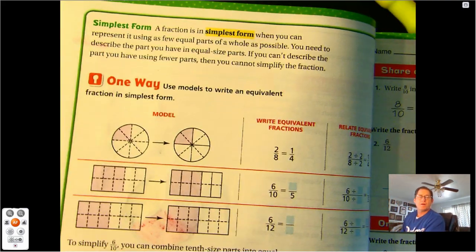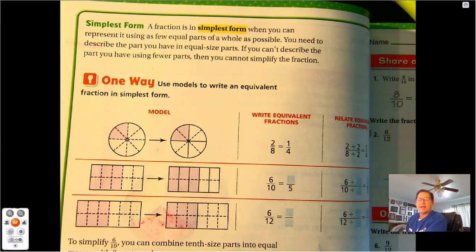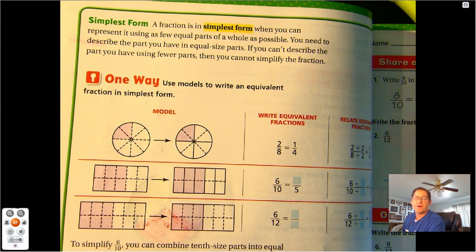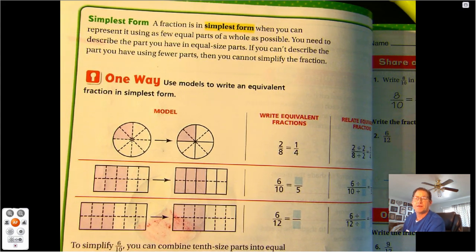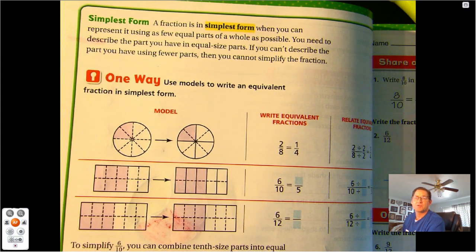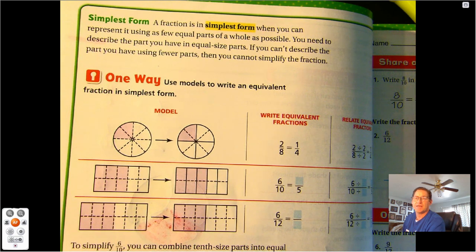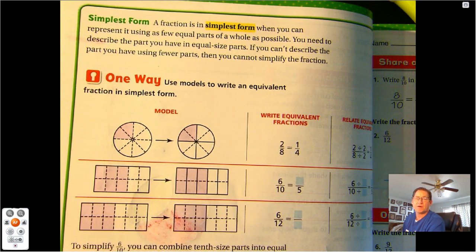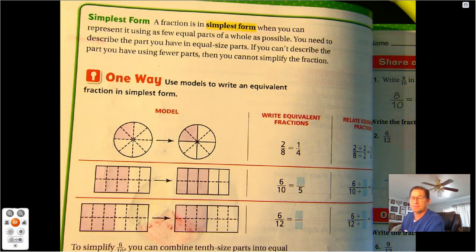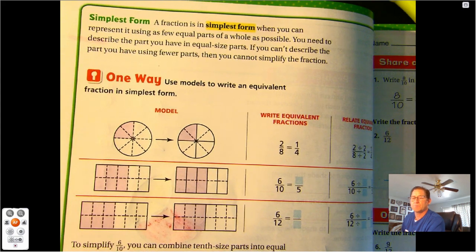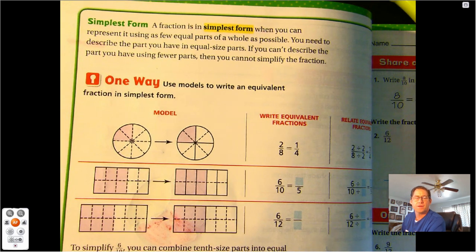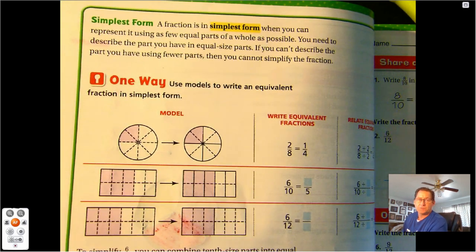All right, simplest form. A fraction is in simplest form when you can represent it using as few equal parts of a whole as possible. You need to describe the parts you have in equal size parts. If you can't describe the parts you have using fewer parts, then you can't simplify the fraction. And we'll look at a couple problems like that too as examples.